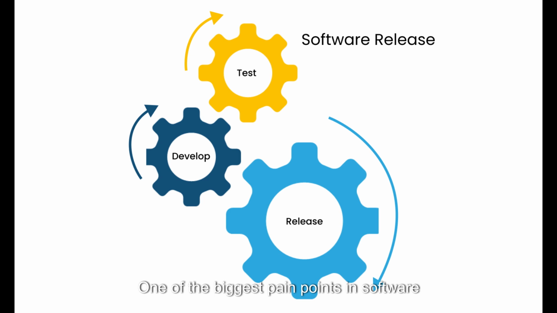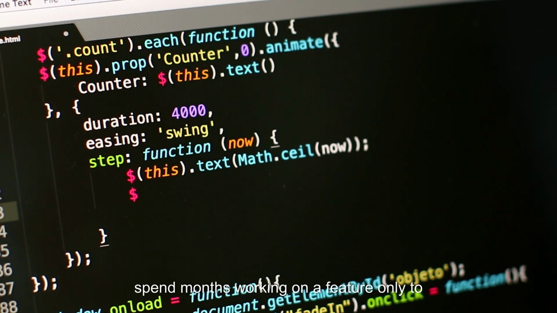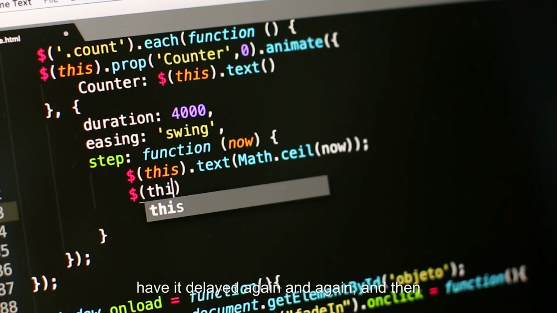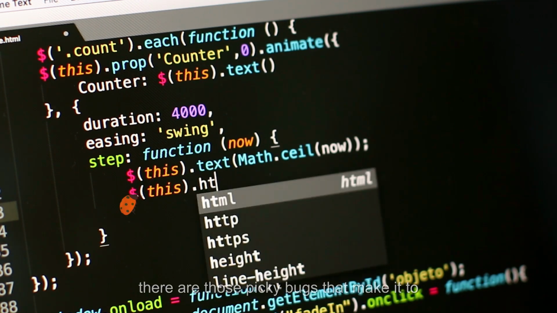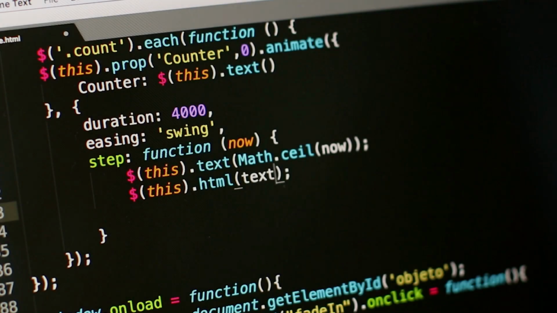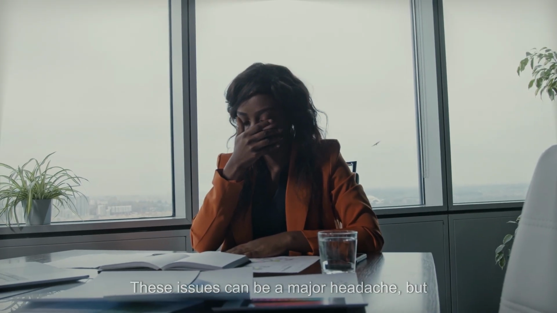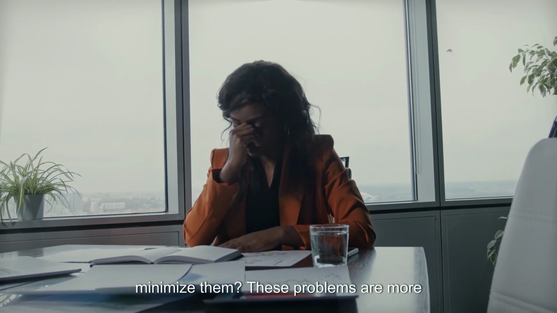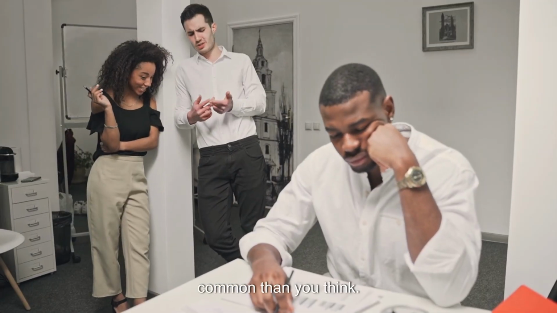One of the biggest pain points in software development is long release cycles. Spend months working on a feature only to have it delayed again and again. And then there are those pesky bugs that make it to production, causing frustration for both the teams and the end users. These issues can be a major headache, but what if I told you there's a way to minimize them? These problems are more common than you think.